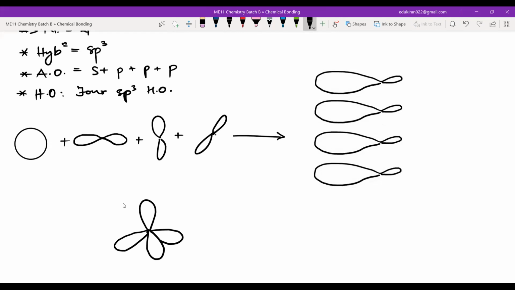Okay, so as you can see, this one is on the back side. This is kind of the shape that you can see, right?